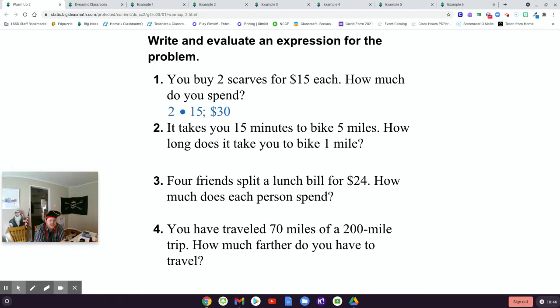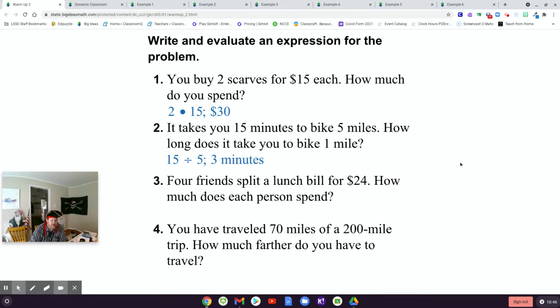Okay, for the second one, it takes you 15 minutes to bike 5 miles. How long does it take you to bike 1 mile? What operation would we first need to do to be able to solve this? So the first thing you want to do is divide. So 15 minutes divided by 5 miles would tell you it's 3 minutes per mile.